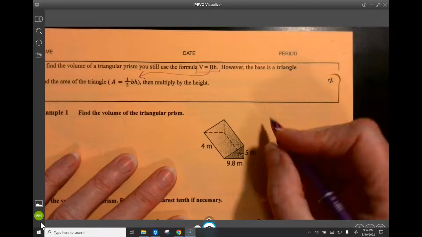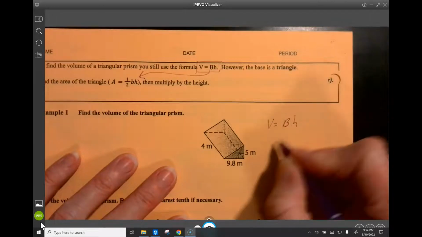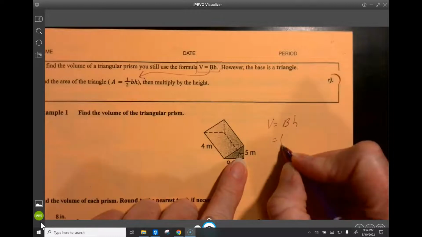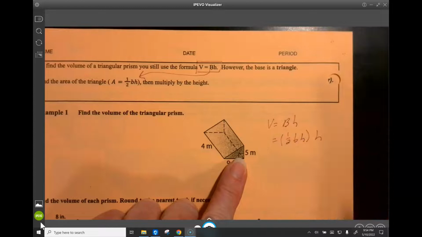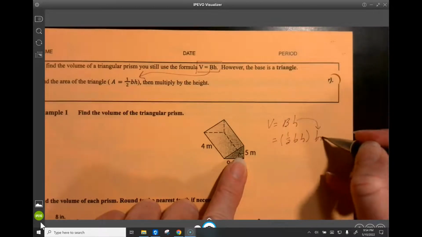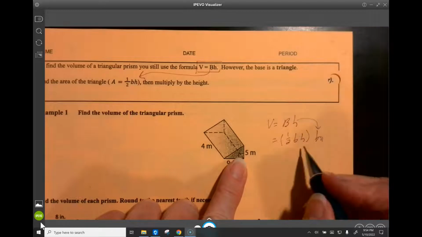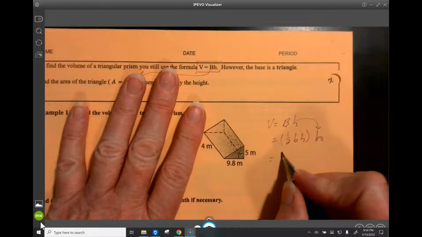So here we go. Volume is equal to area of the base times the height. The area of the base is a triangle. Now what gets tricky here is that this h is here. This is the height of the pyramid. This is the height of the triangle. So for instance on this, I would have 1/2.